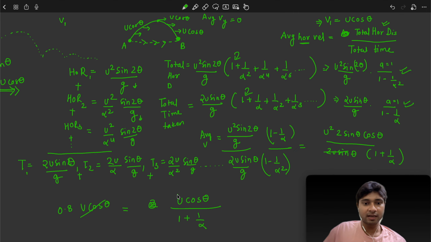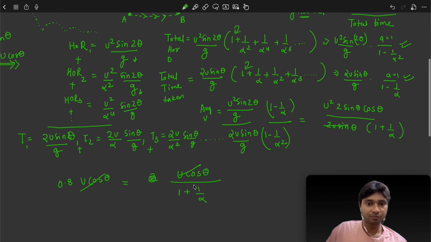So u cos theta gets cancelled out, and 8 by 10 is nothing but 1 upon 1 plus 1 upon alpha. If we solve it, it will turn out to be 10 by alpha equals 2, and alpha will be 4. So alpha is 4. This is the way we could have solved it.